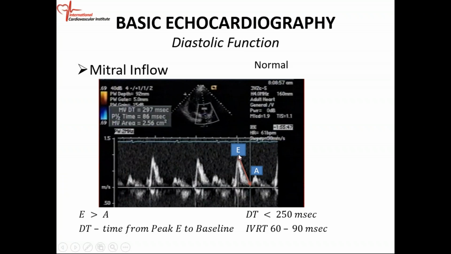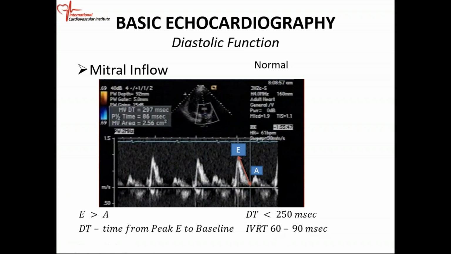We also measure something called deceleration time, which is from peak E to the baseline. So the time it takes to go from peak E to the baseline, that's your deceleration time. In a normal individual, the E should be bigger than the A, like in this scenario. The deceleration time should be less than 250 milliseconds. And when you measure your IVRT, it should be between 60 and 90 milliseconds.